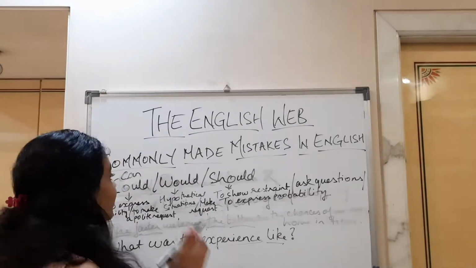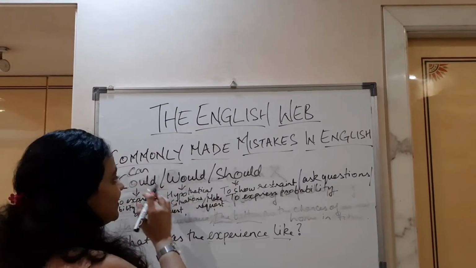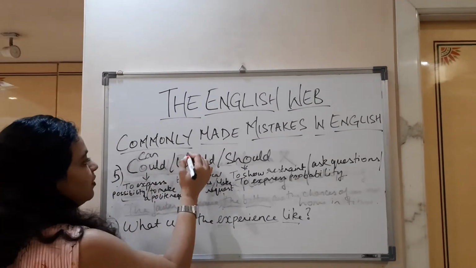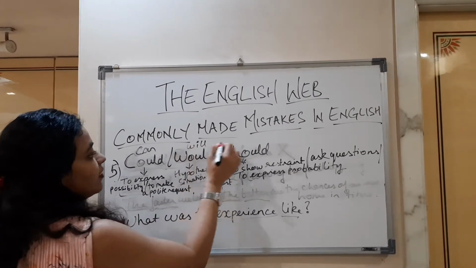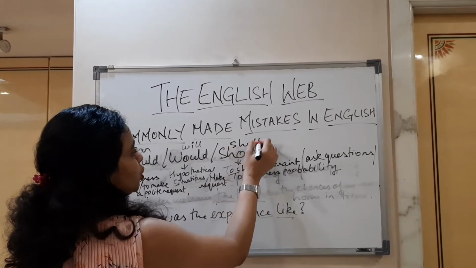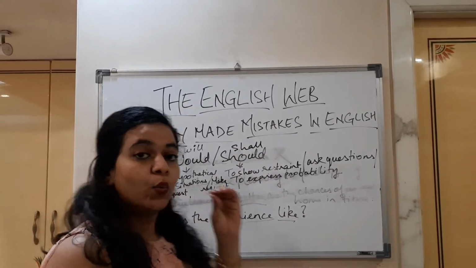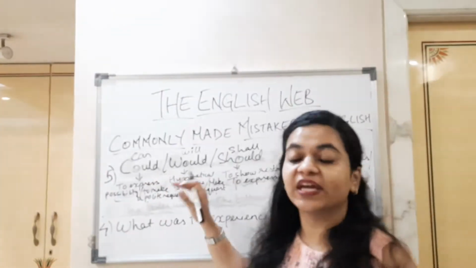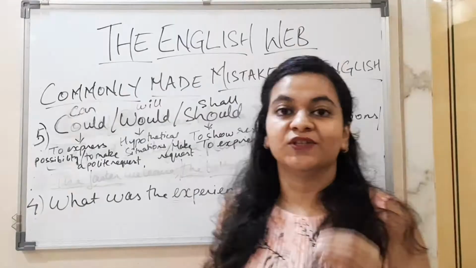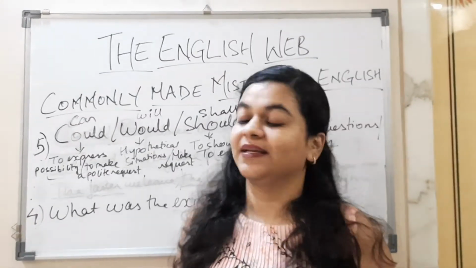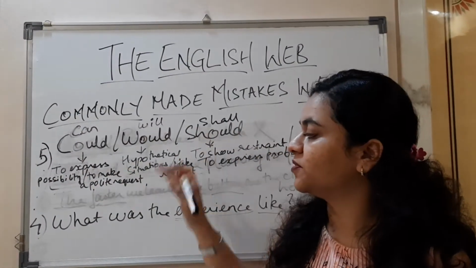Now, these words, could, would and should, are past tenses of can, will and shall. Okay, if that is the case, what is it that differentiates the three of them from each other? So try and pay attention to what exactly differentiates these verbs.